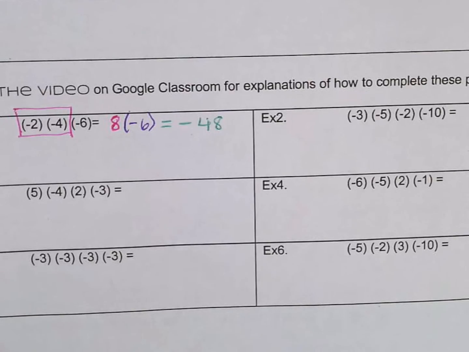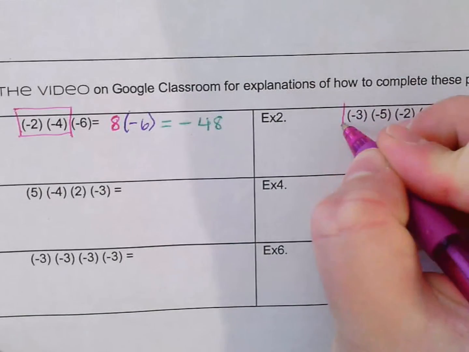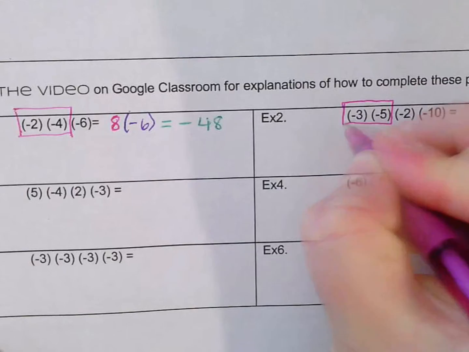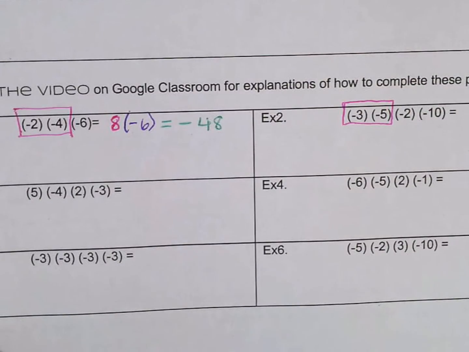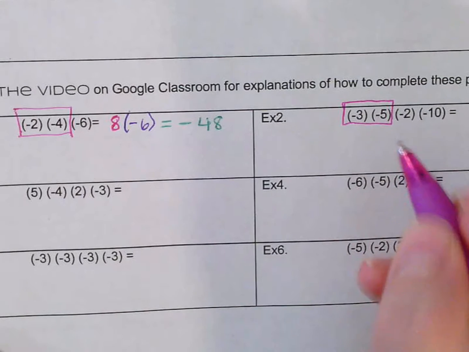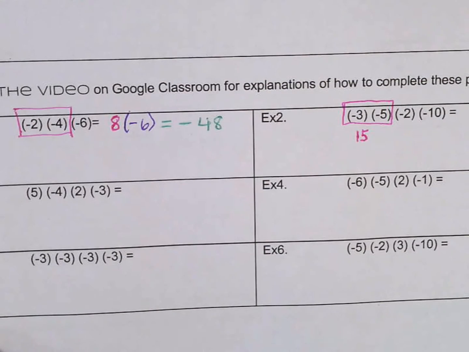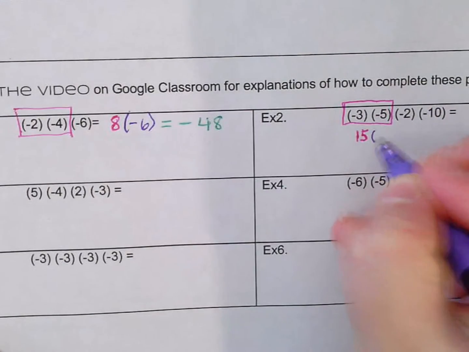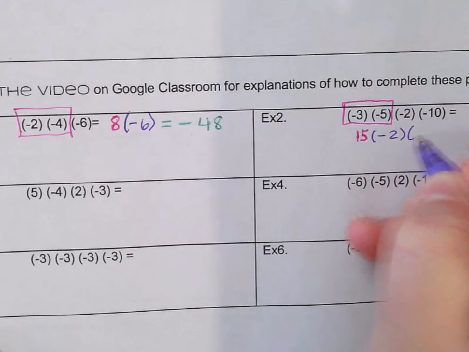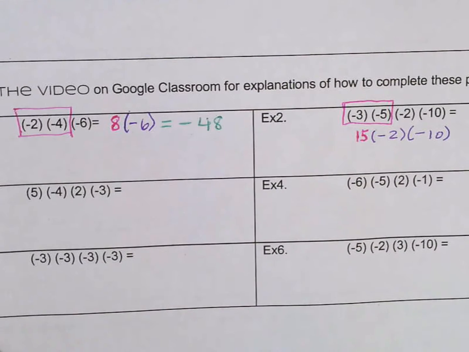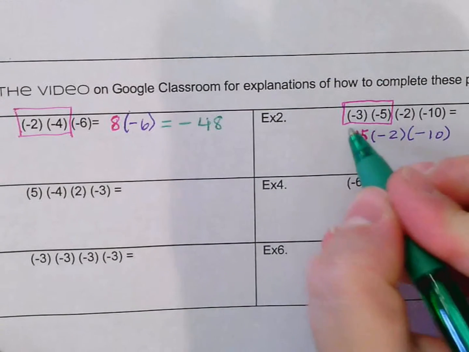Let's take a look at example 2. In example 2, I'll go left to right again. First, I'm starting with -3 times -5. Those are both negative. Since they're the same signs, that means my answer is positive. So that becomes 15. But I've still got this -2 times -10. So I'll keep going left to right.